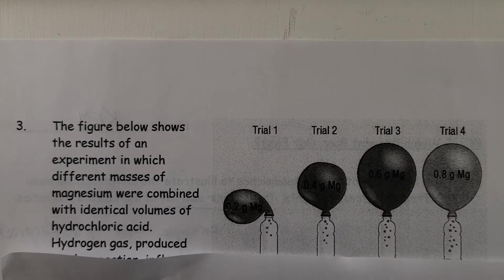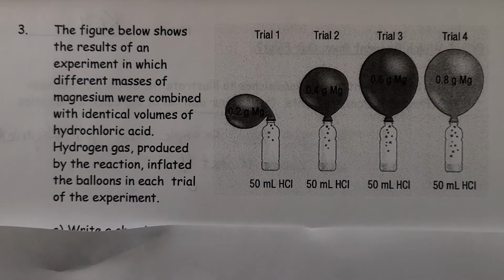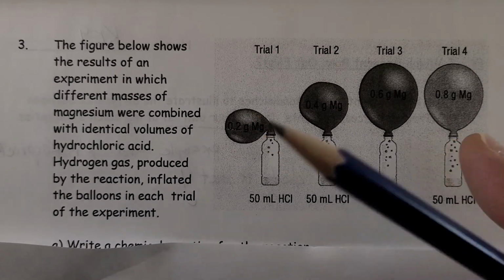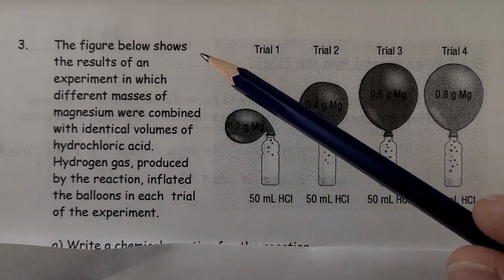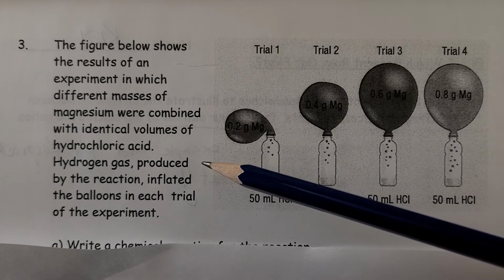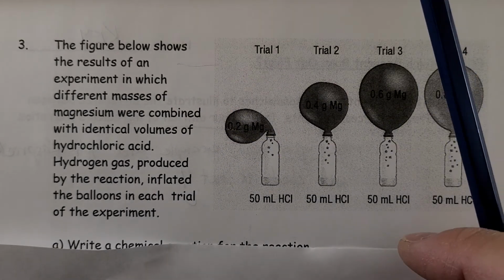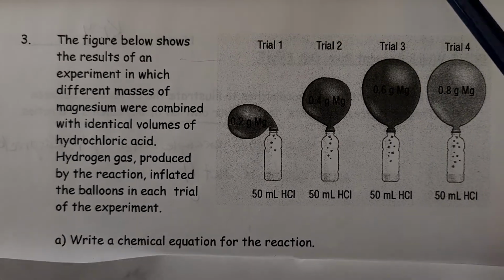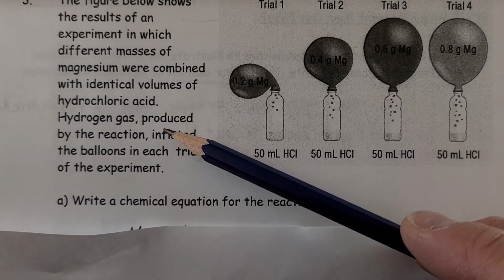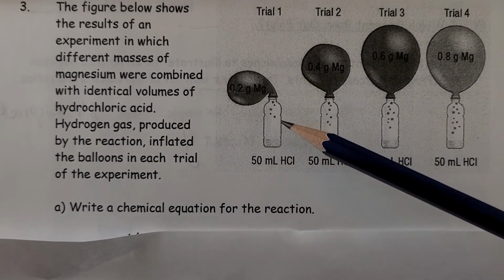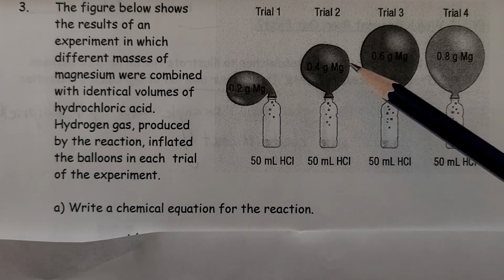Okay, I'd like to take a look at the assignment, and in particular number 3. I want to discuss this one. So the figure below, or actually it's over to the right, shows the result of an experiment in which different masses of magnesium are combined with identical volumes of hydrochloric acid. We get hydrogen gas being produced, and it inflates the balloon. The gas goes into the balloon and makes it bigger.